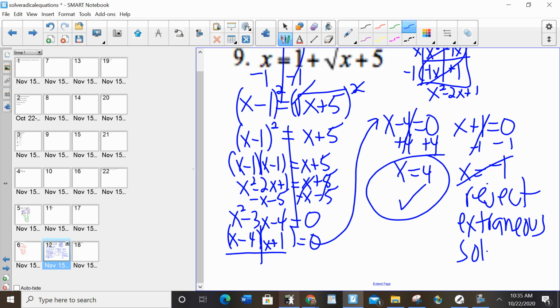Negative 1 is what's called an extraneous solution. It's a solution that was created, but it's not an actual solution to the question. So an extraneous solution, again, is basically an answer that you get through correct work, but that doesn't check. It is not an answer. The answer to the problem is just 4.